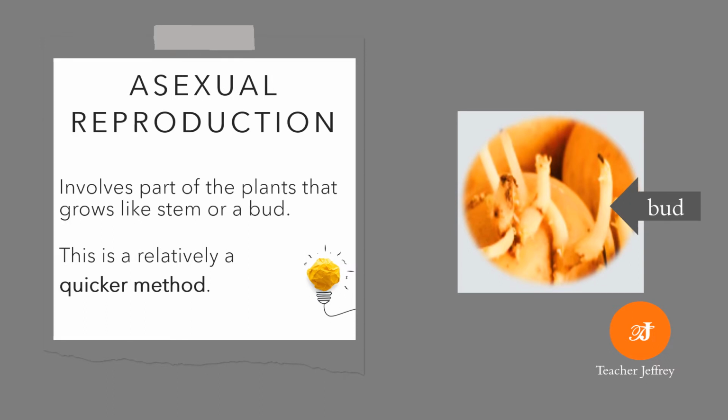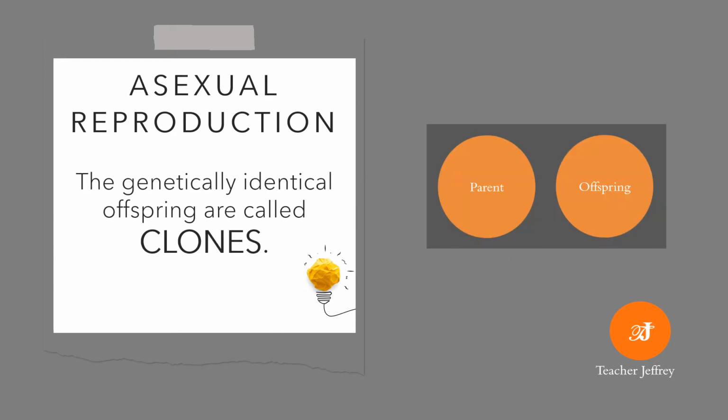In this type of reproduction, it involves a part of the plant that grows, like a stem or a bud. This is relatively a quicker method. The offspring in this type of reproduction are called clones, as they are genetically identical to the parent plant.